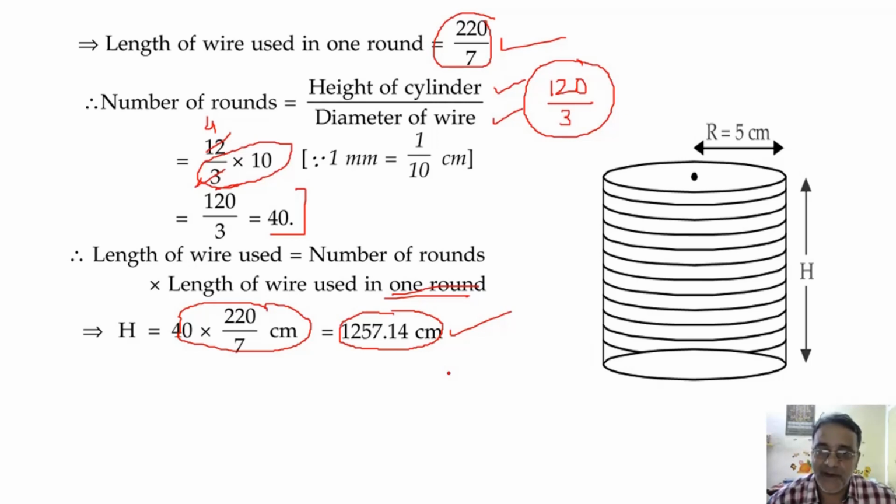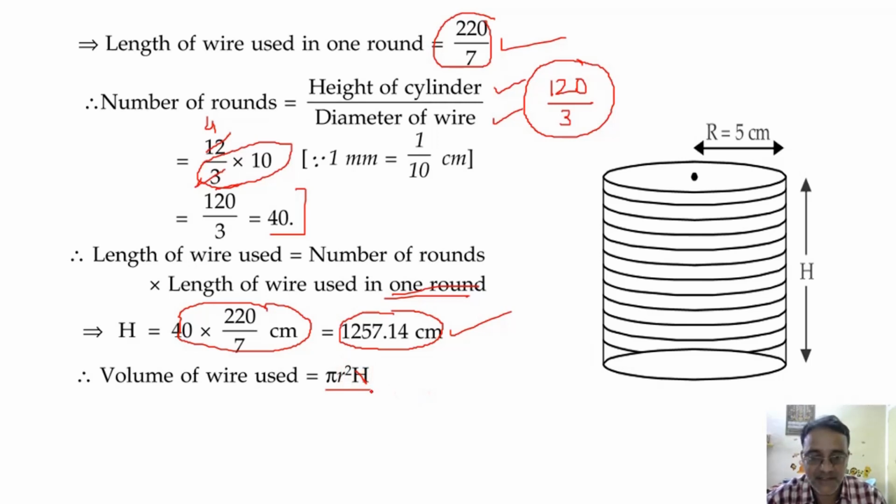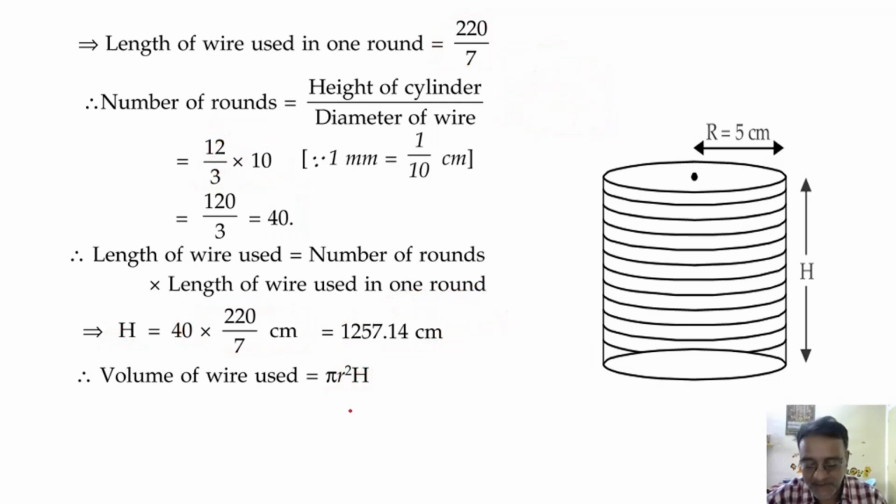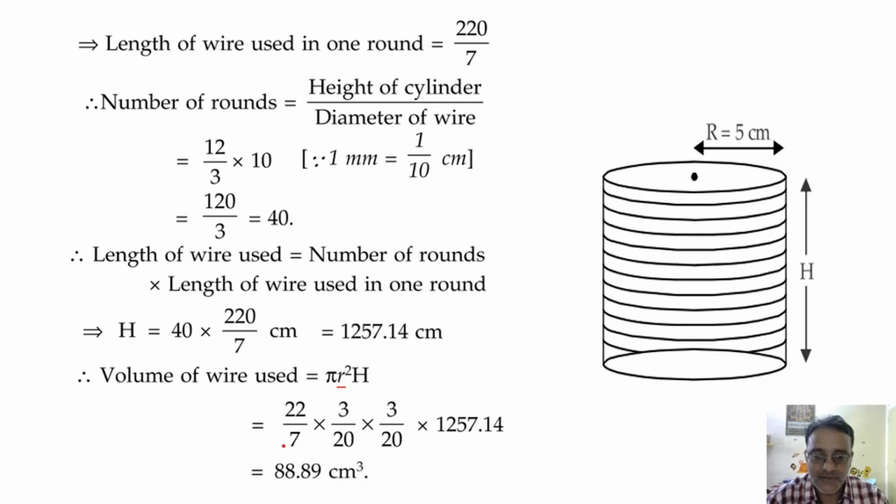So what is the volume of wire? What is the shape of wire? Cylinder, right? So the volume of wire will be pi r square h. Already we used it, no problem. In pi r square h, the total length is capital H only, right? So 22 upon 7, what is the radius? 3 by 20. So 3 by 20 squared into 1257.14. If you solve all this, we get approximately 88.89 centimeter cube.